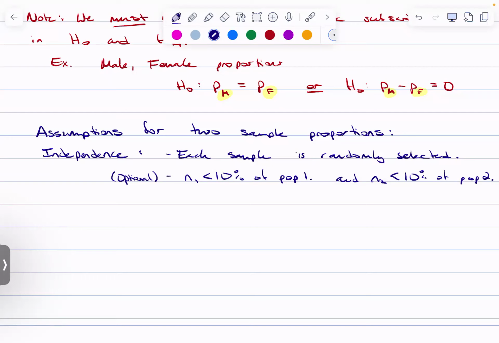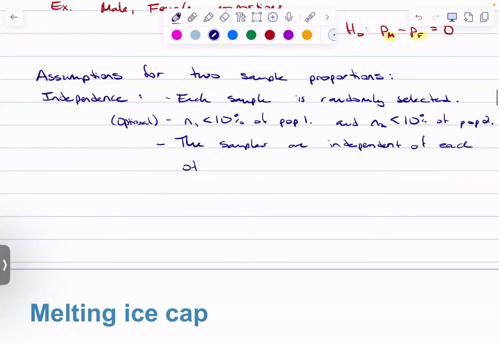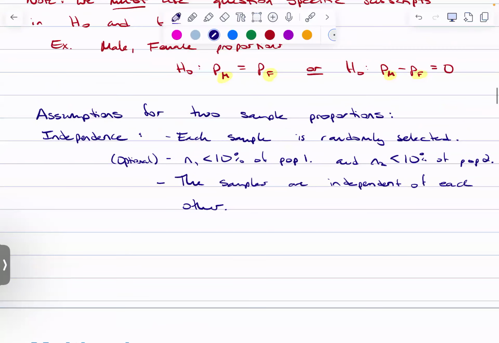What's not optional is that now that I have two samples, one of the assumptions for being able to use the calculations that we're about to use is that these two samples are independent of each other. Okay. The samples are independent of each other. This one is new.